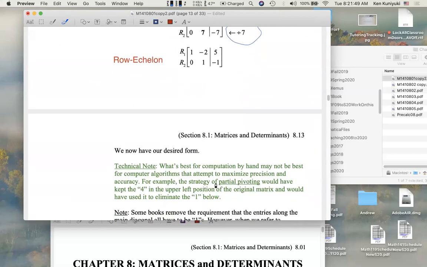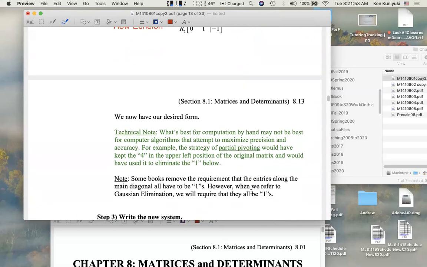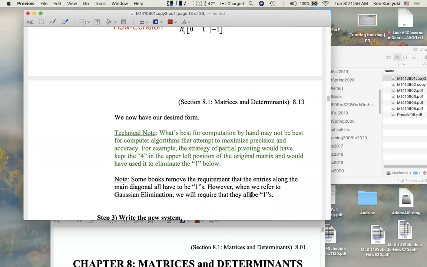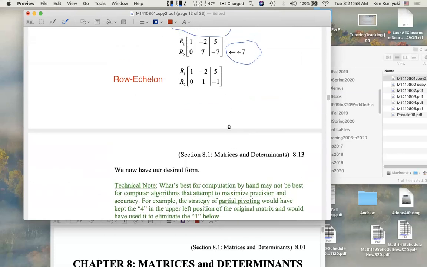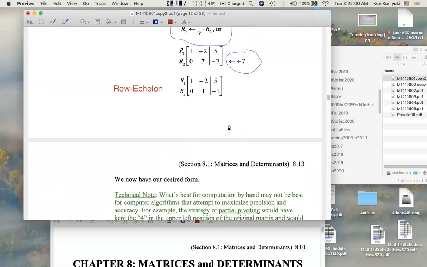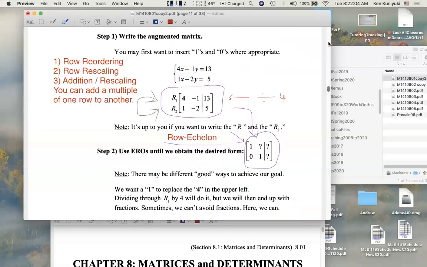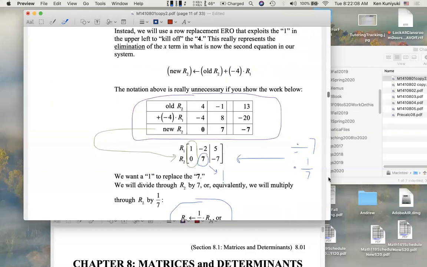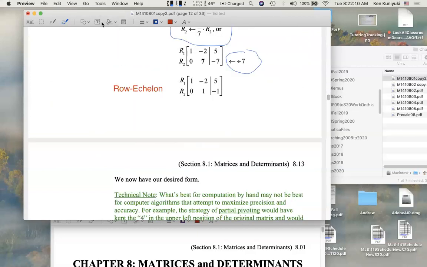All right, bear in mind, computers might actually do it in a different way. Okay, so we've done the hard part, and from now on, it's really automatic. So remember that if you look at the original system, we started with x's and y's. Like the x column there, y column here, right-hand side over here.